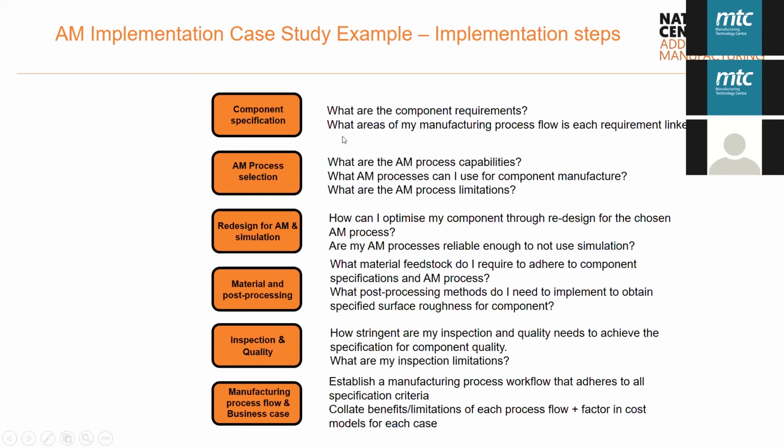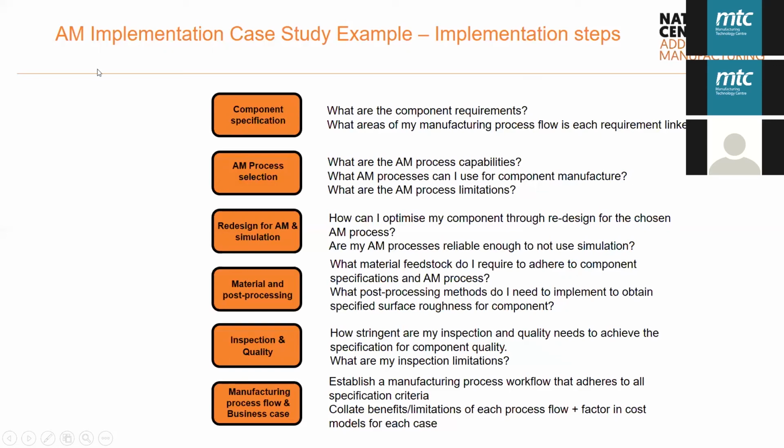So just to touch back on component specification, each requirement that you have will be linked to a certain step within the manufacturing process flow. For example, if my requirement is that I need a certain surface roughness, so a 1.6 or 3.2, that's going to be linked to my post-processing step in my manufacturing process flow. If I need an X amount of components measured, or I need to stick to this quality stringency, that's going to affect the inspection step within my process flow. So it's really about mapping what requirements belong to what process step.